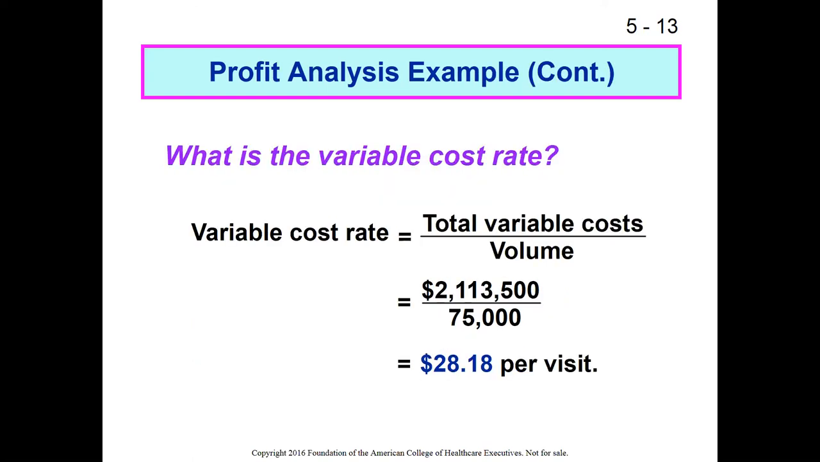In this case, you take total variable cost divided by volume, 2.1 million divided by 75,000, and you're going to estimate that we spend on average about $28.18 per visit. So that gives us an estimate of what our variable costs are.